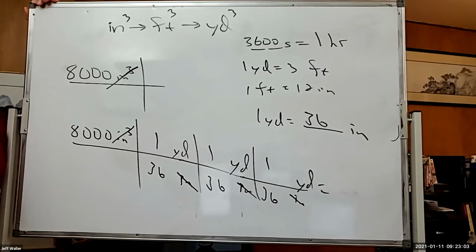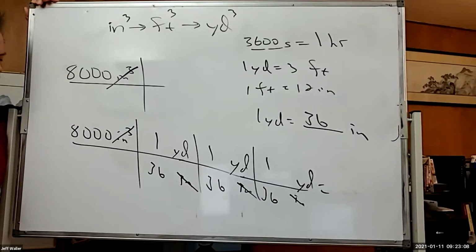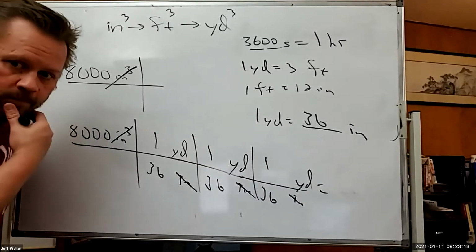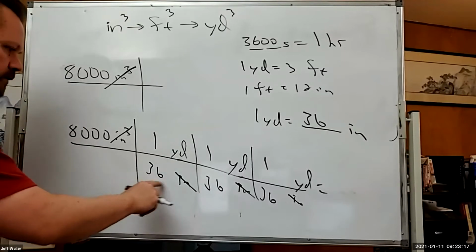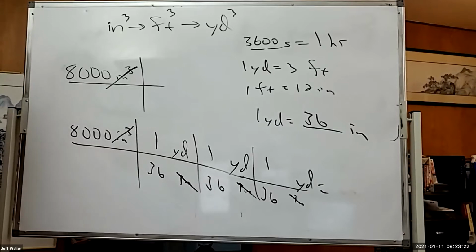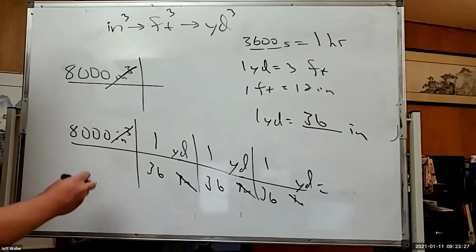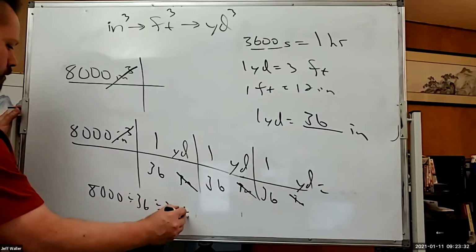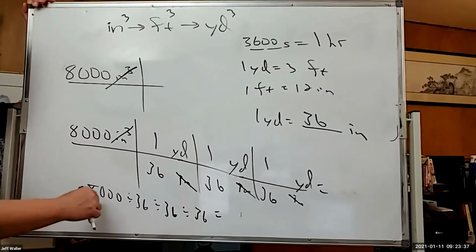So we divide 8,000 by 36. How many times? 3 times. We divide it by 36 and then we divide that by 36 and then we divide that by 36. You divide it 3 times.